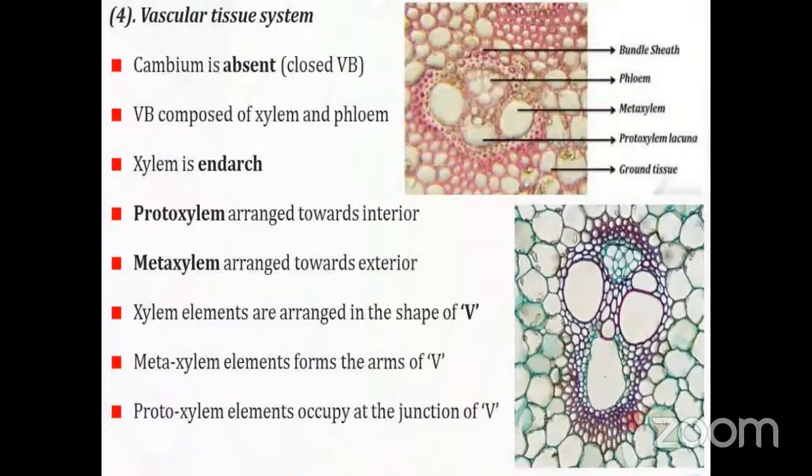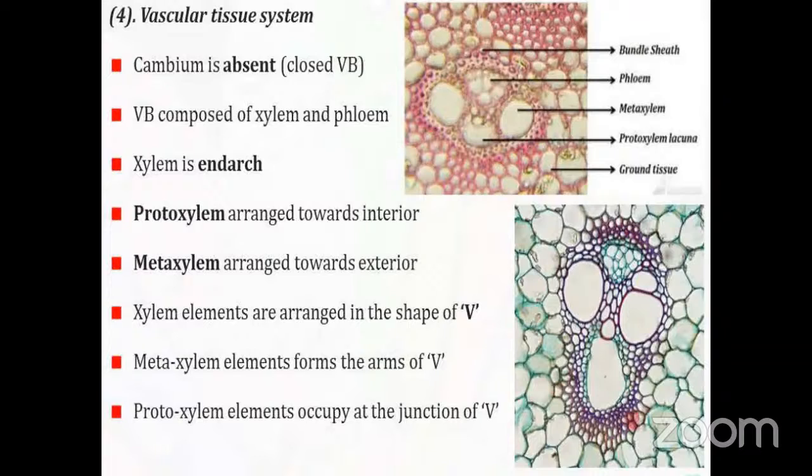Then coming to the vascular tissue system, cambium is absent. In dicotyledonous plants, you find cambium, and here in monocots, cambium is absent. So this vascular bundle is described as a closed vascular bundle, composed of xylem and phloem. Sometimes on seeing these vascular bundles, you can recollect something. Near electric poles, the danger symbol is shown like that. These vascular bundles look like the danger symbol, due to the position of the xylem and phloem.